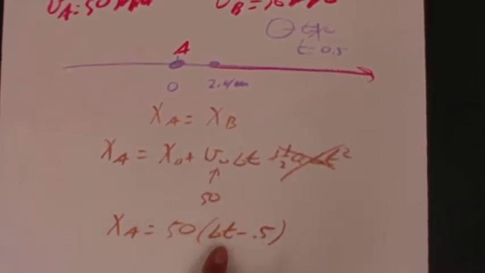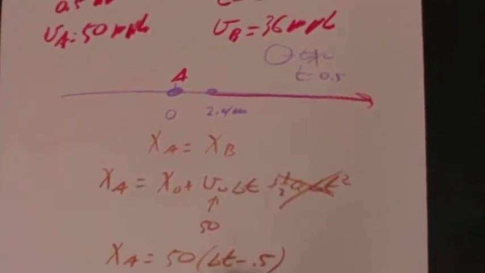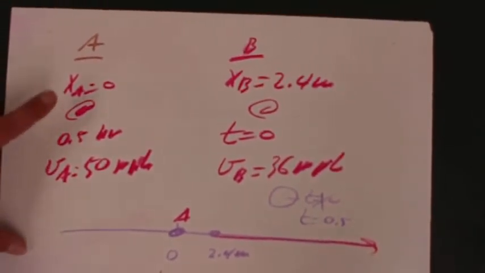So you'd have to agree that if I put a half hour in for this, I'd get 0.5 minus 0.5, or 0, so x_A would be 0 at a half hour, and that's totally consistent with this information that the problem gave you up here.